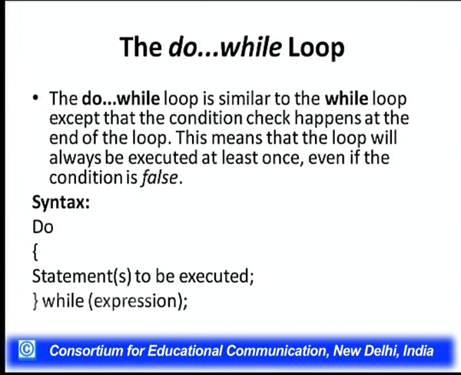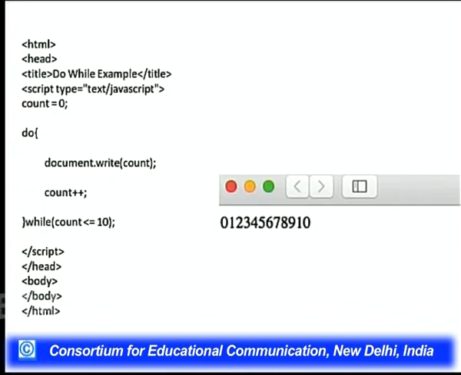So you see here we have written do, then a statement block has been specified, and then the condition has been given in the while statement. So basically here what will happen is that first the statement will be executed, then the condition will be checked. So in this we can see here that we have written a block of statements like do document.write count. Again the same loop is printed here using the do while. Now the condition is checked: while count is less than or equal to 10.